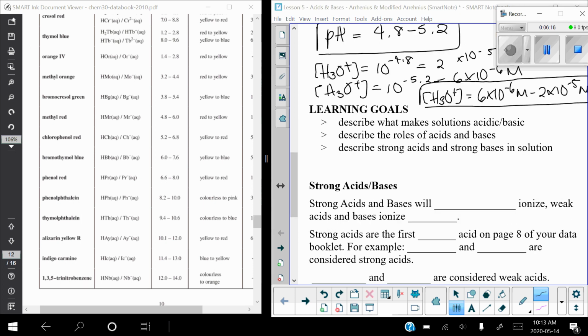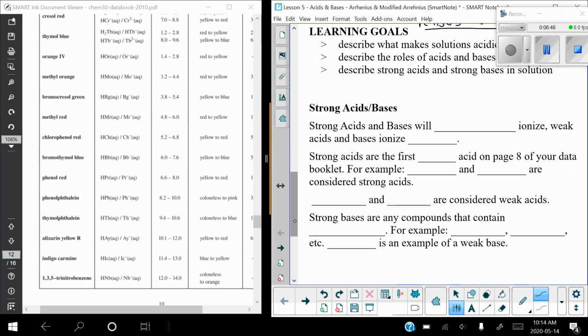Okay, let's talk about what this lesson is about. Learning goals today. Describe what makes solutions acidic and basic. Before, we were determining whether a solution was acidic or basic by its pH, by its properties, but now we're going to look at it from a reactions point of view. Describe the roles of an acid and base in water, and describe strong acids and strong bases in solution. So let's go ahead and get started off with our strong acids and strong bases in solution.